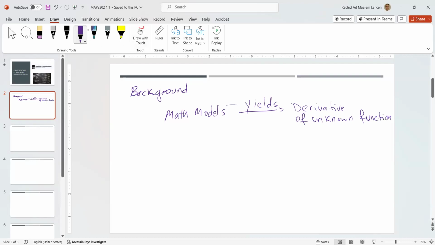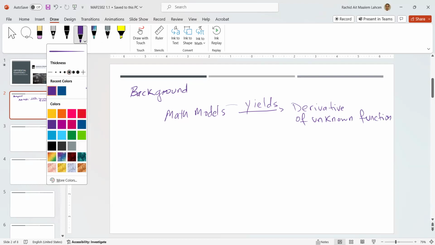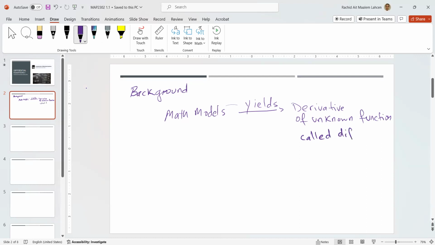That's the important part that we need to understand at the beginning: this equation that you're going to deal with, in whatever application it is, and which involves the derivative of a known function, is going to be called a differential equation. And often I will just write DE for it, right?